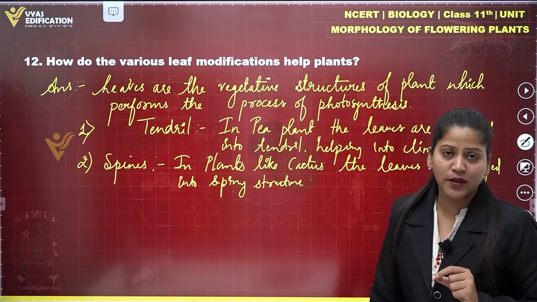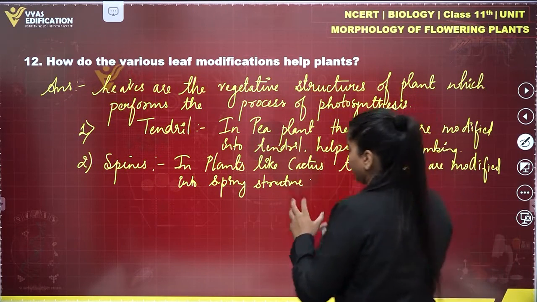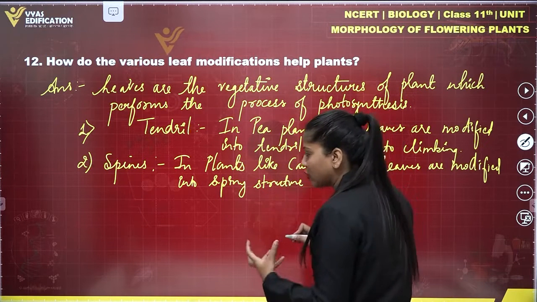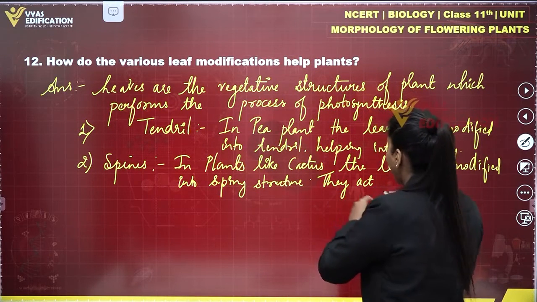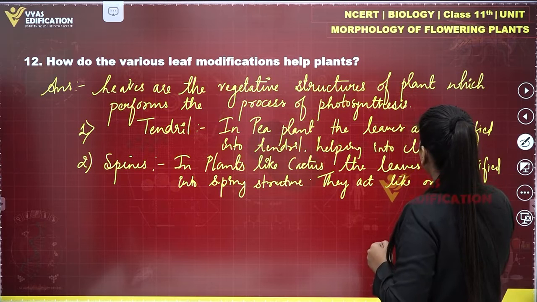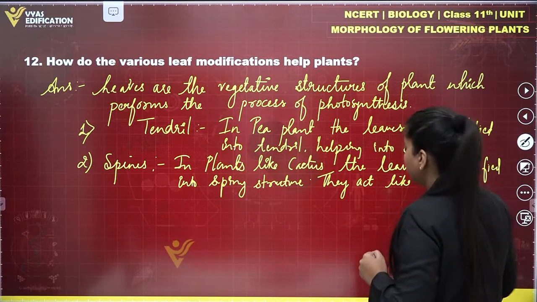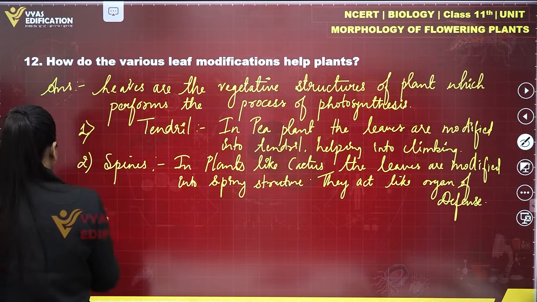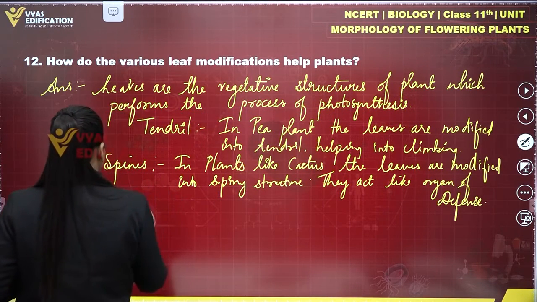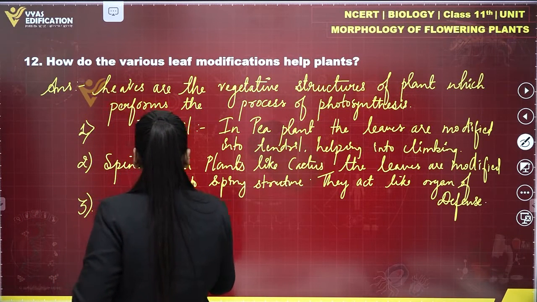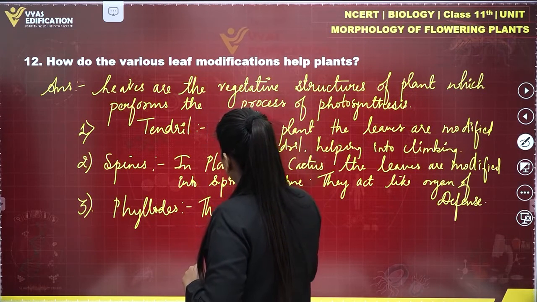These spiny structures in plants like cactus are acting as defense, right? So these structures are providing protection to them. So these spines act like organs of defense. Then the third type of leaf modification we have is phyllodes. So, these are the leaf modifications.